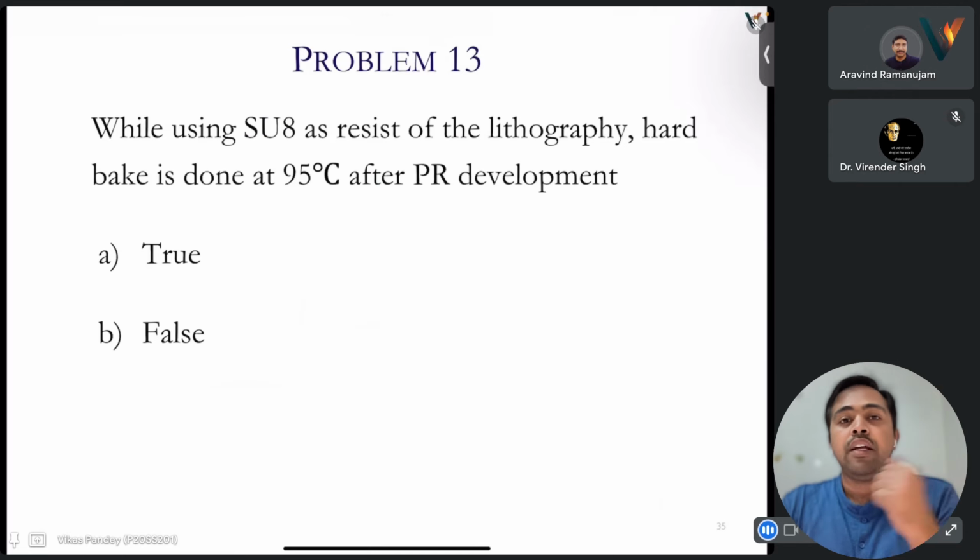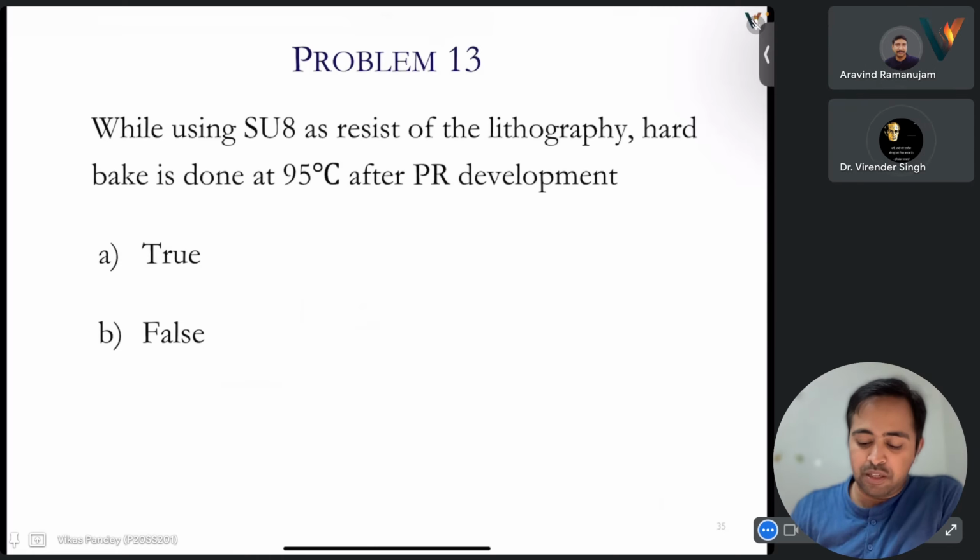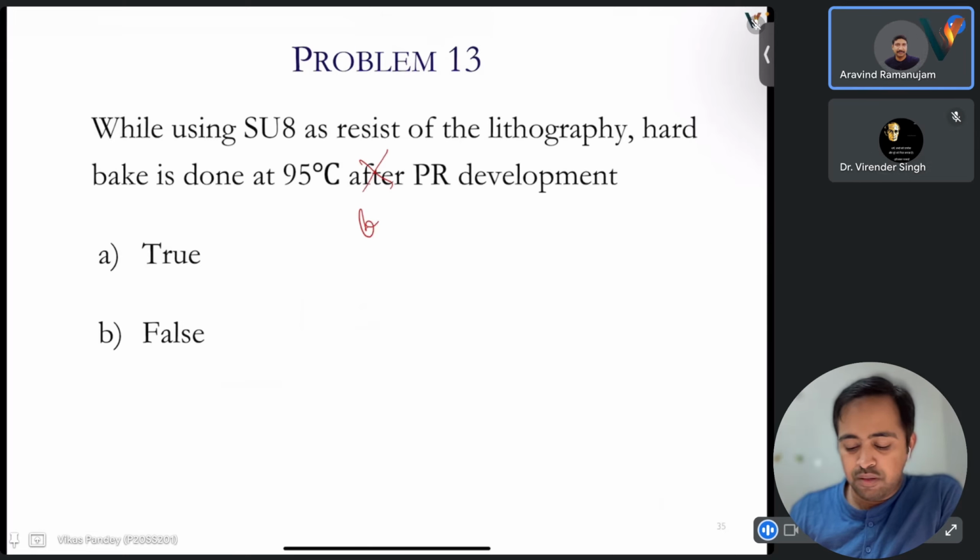While using SU8 as resist of the lithography, hard bake is done at 95 degrees after PR development. Is it true or false? False. Why is it false? Because it is done before PR development. So it should be done before PR development. Fine.